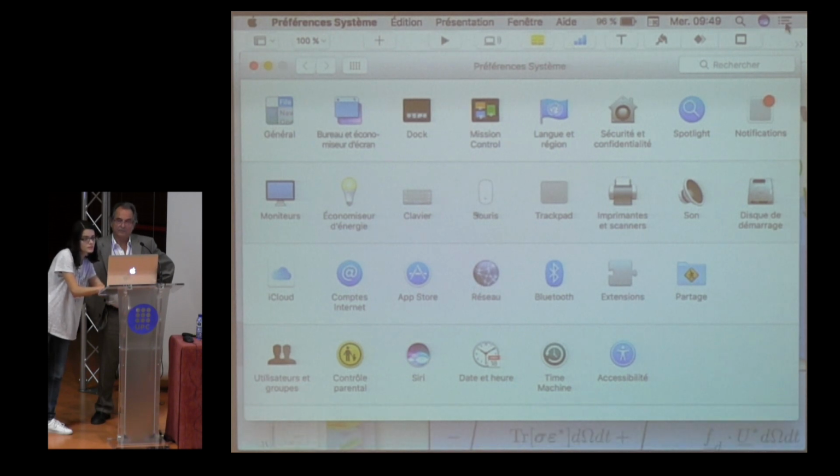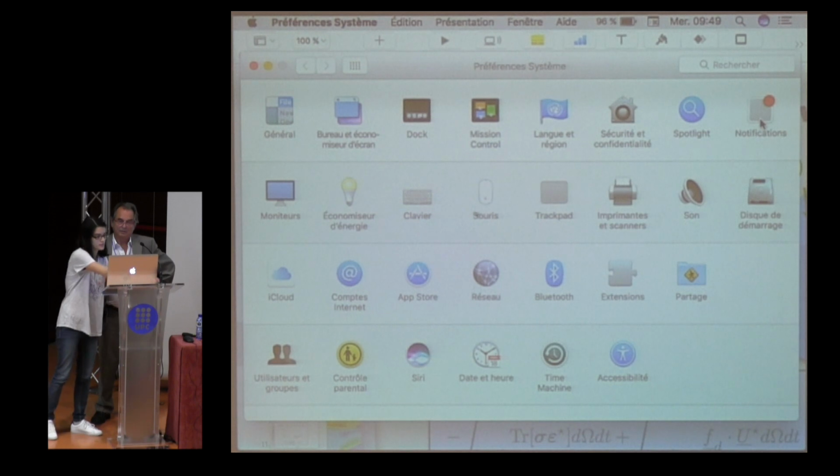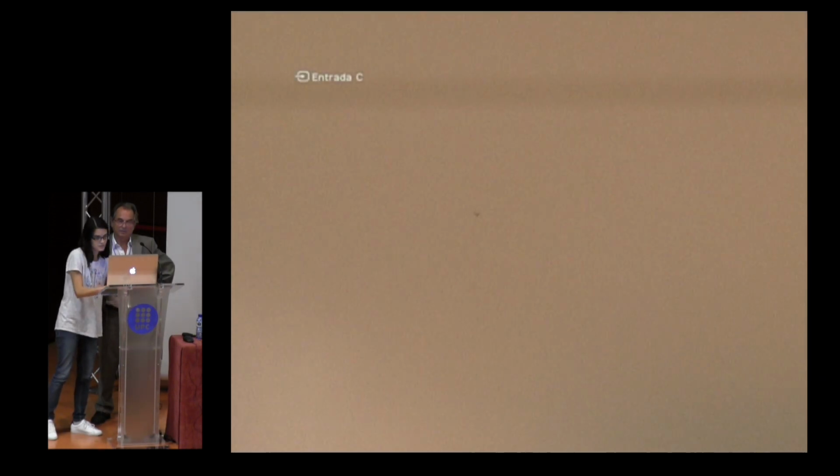Should be up here. No, I don't see it now. I think that's a problem also. Just a moment, please. Okay, I didn't see this desactivar. Okay, let's try again.